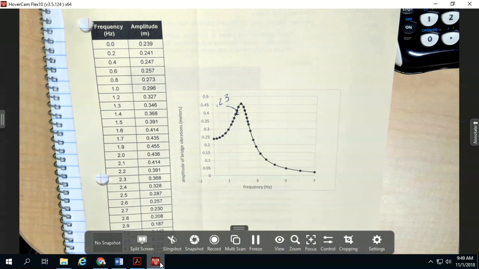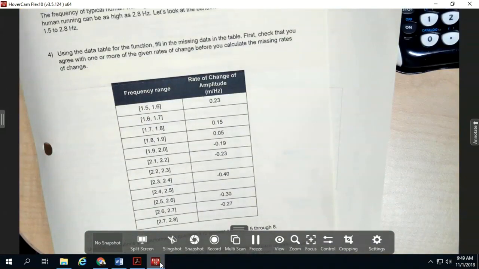Okay, so fill in the rest of the rates of change in amplitude, and then we'll go on to number 5 when we get done with that.